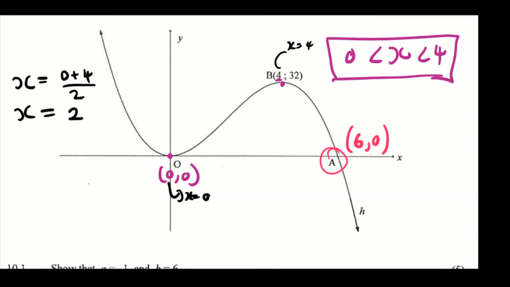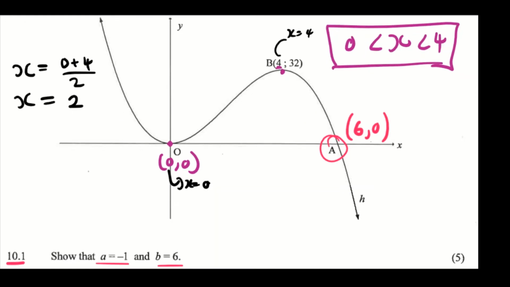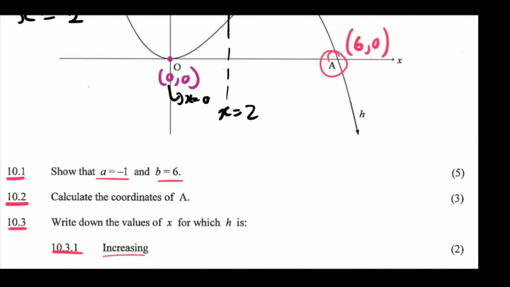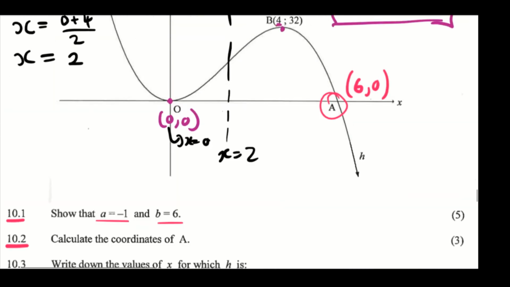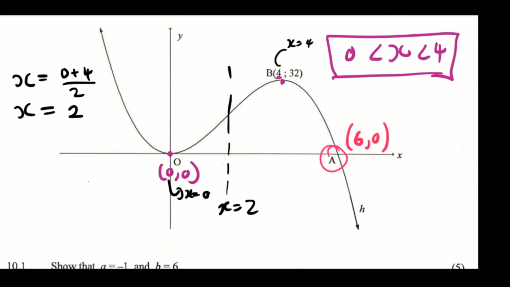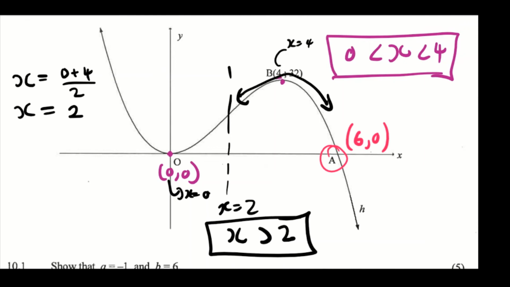So now let's say that x equals 2 is somewhere here. x is equal to 2. And then they say we must write down the values of x when it's concave down. So the function is concave down from that point going this direction. So that is when x is greater than 2. So when x is greater than 2, the function is concave down.